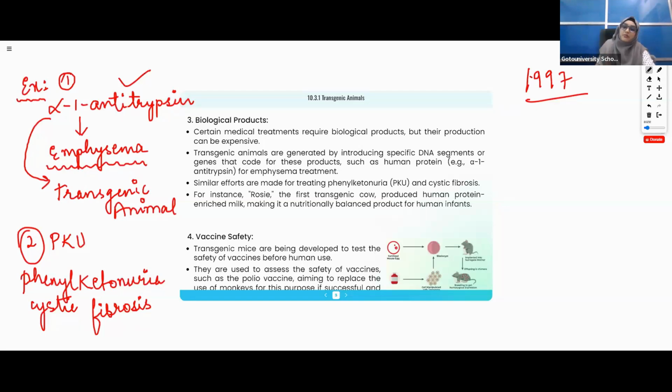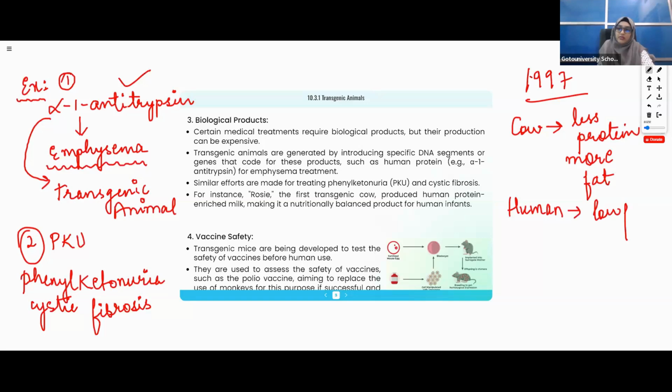Cow's milk, what is it having? Cow milk will be having less protein and more fat, we all know this. Human milk is having low fat and high protein, vice versa. So cow has less protein, more fat. Humans have more protein, less fat. For the development of an infant or baby, both are necessary: good fat is also necessary, as well as protein.